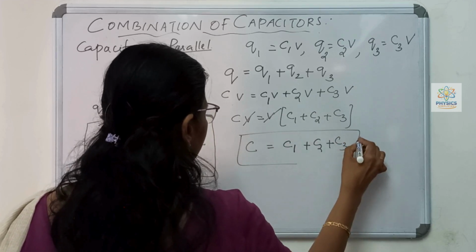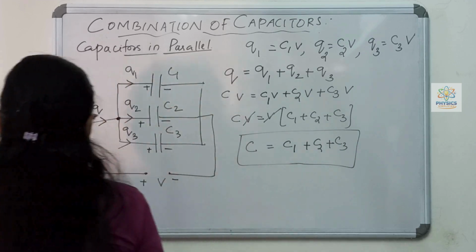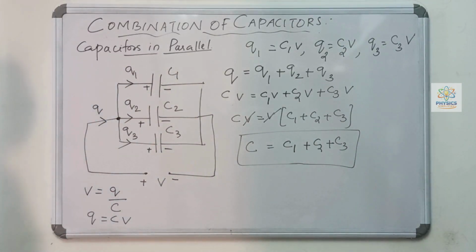So this is the effective capacitance. So if we connect the capacitors in parallel, the effective capacitance increases.